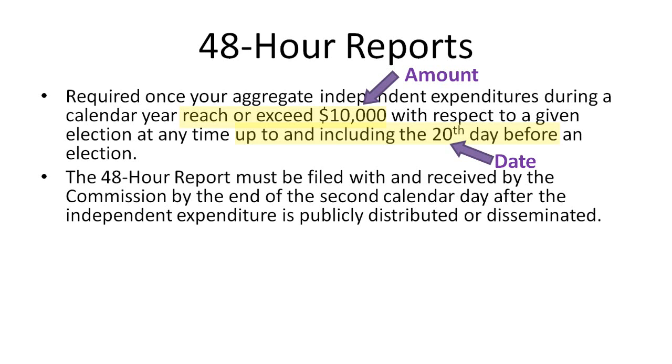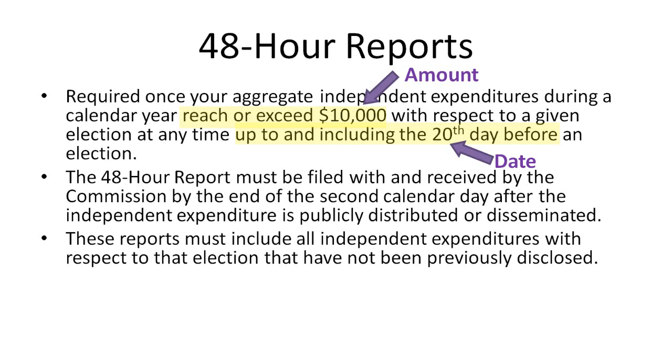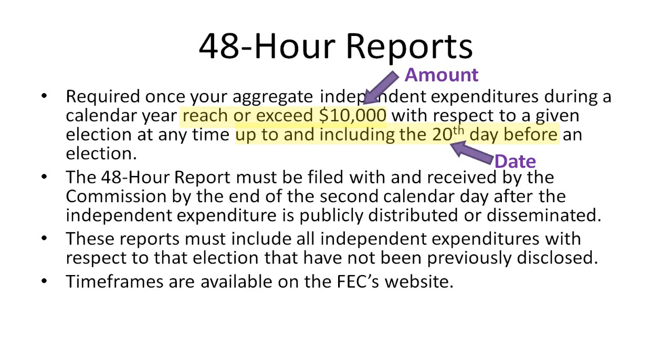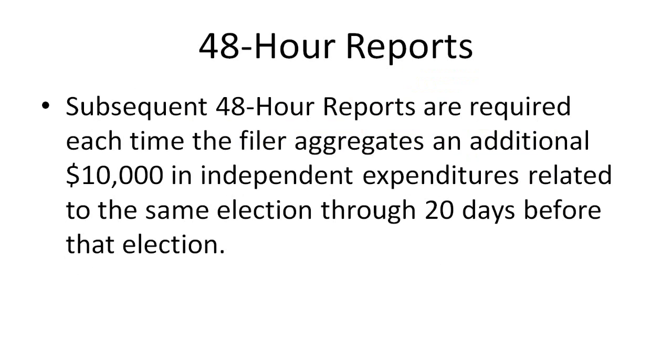These reports must include all independent expenditures with respect to that election that have not yet previously been disclosed. As states establish their election schedules, the Commission calculates the applicable 24 and 48-hour report periods. Don't worry about having to memorize these dates. The Commission keeps a list of the dates for each election on the FEC website under the Help with Reporting and Compliance tab. Additional 48-hour reports are required for subsequent independent expenditures related to the same election that aggregate $10,000 or more through the 20th day before the election.